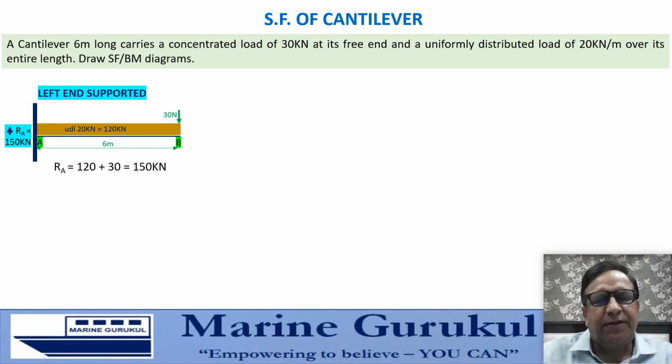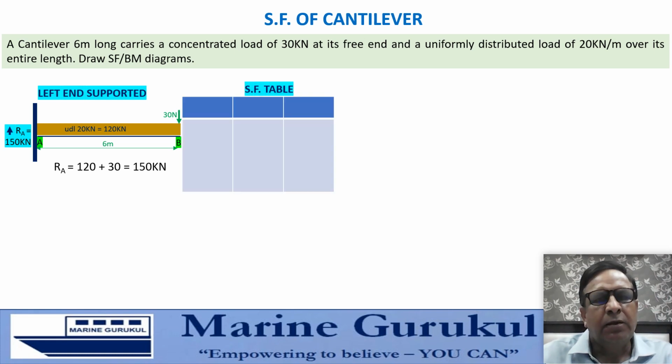We can make the SF table with just 2 points, the ends, because it's a simple case. So 2 points are sufficient for us to be able to draw the diagram. We make the SF table for points A and B. We'll go from left side to right side, and when we go from left to right, upward forces are positive and downward forces are negative. SF is in kilonewtons. We divide A and B into 2 parts.